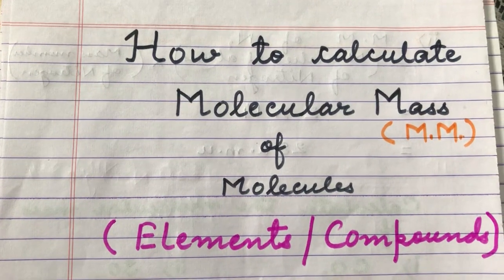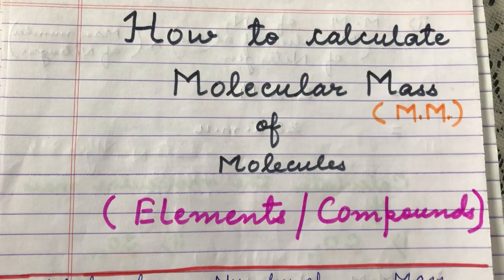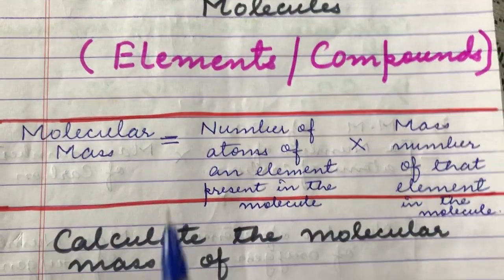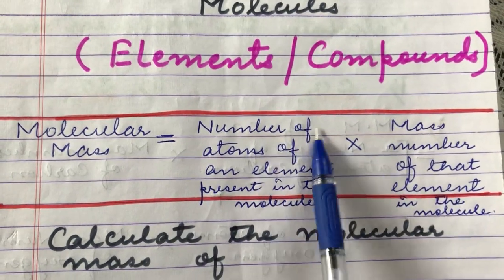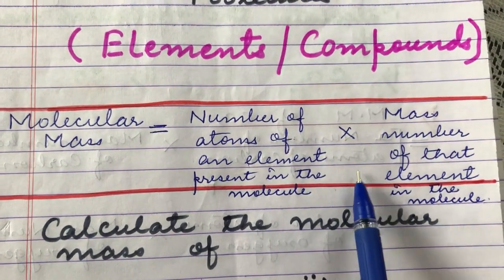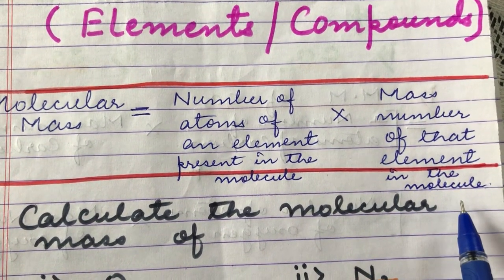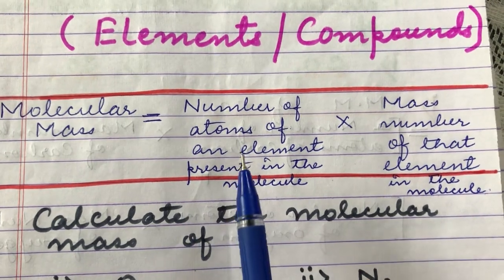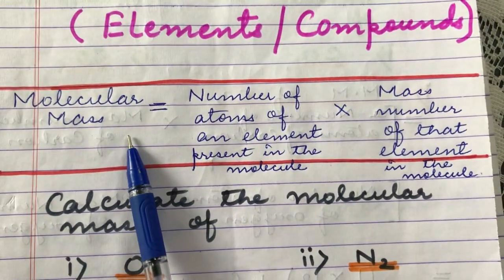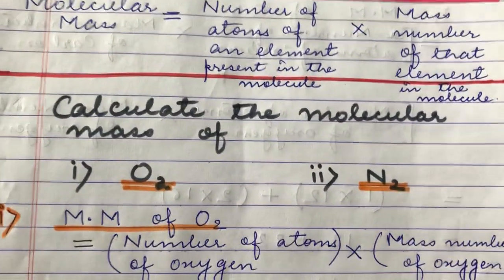So let us understand how to calculate molecular masses of molecules, that is, either elements or compounds. Well, the general formula for molecular mass calculation is the number of atoms of an element present in a molecule multiplied by the mass number of that element in the molecule. That means we simply multiply the number of atoms by its mass. That is how we calculate the molecular mass of any particular element in its molecular state.